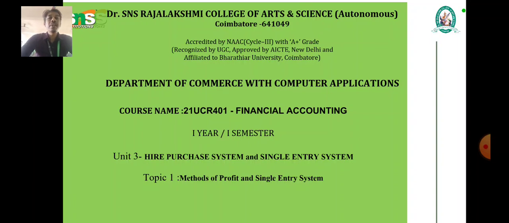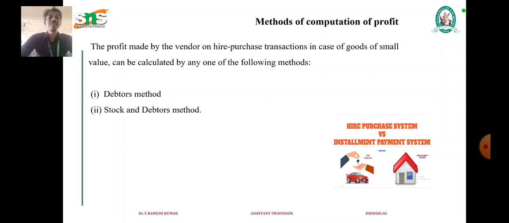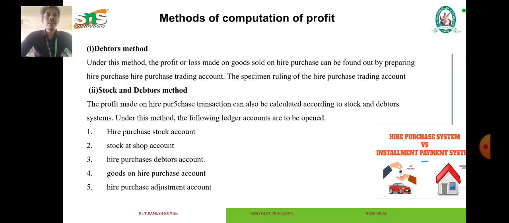Today we can see methods of profit and single entry system in hire purchase system. So first of all, methods of computation of profit. The profit made by the vendor on hire purchase transactions in case of goods of small value can be calculated by any one of the following methods. Say for example, debtors method, stock and debtors method. Methods of computation of profit. So first one, debtors method.